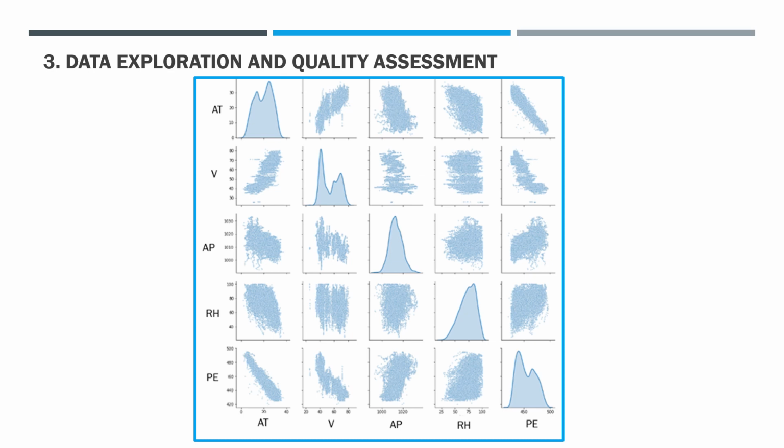For further data exploration purposes, scatter plots were plotted by using the Seaborn library, and here you can see that atmospheric temperature and exhaust vacuum had a stronger linear correlation with the plant power output than the atmospheric pressure and relative humidity. Also, atmospheric temperature and exhaust vacuum had a linear correlation. All these observations hint towards the need of feature engineering when we move to the modeling step.